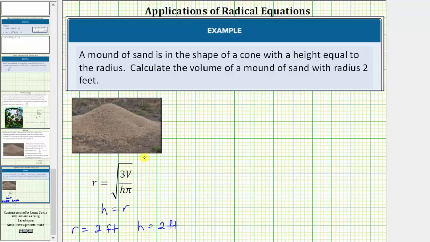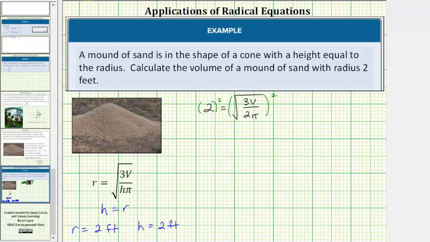And now to find the volume, we substitute 2 for r and 2 for h in the equation and solve for v. Performing this substitution gives us the equation 2 equals the square root of 3v over 2 pi. And now to solve this equation for v, because the square root is already isolated, we will square both sides of the equation to undo the square root.